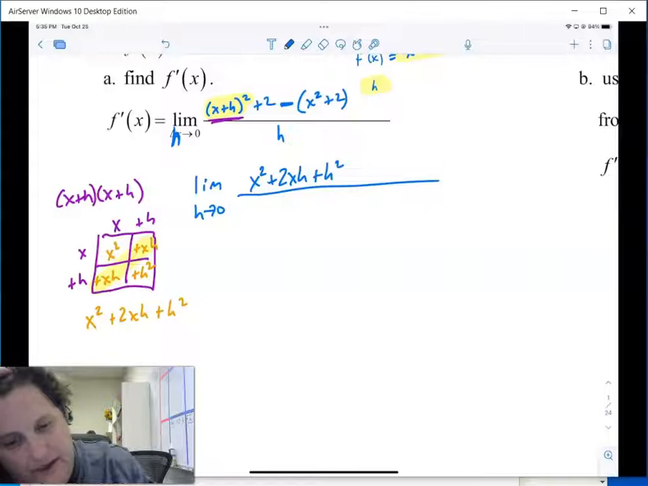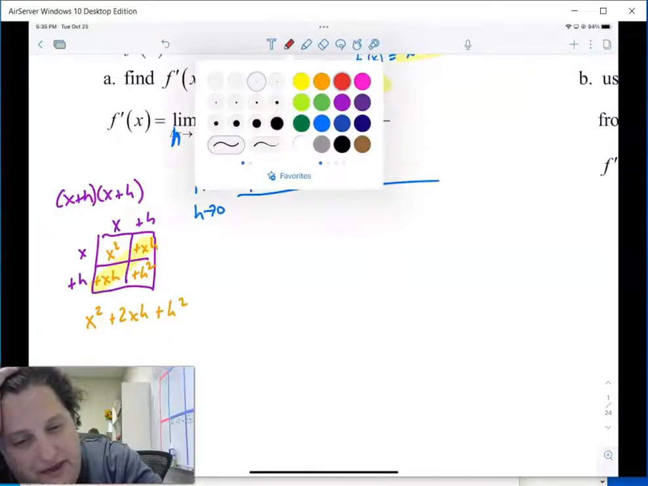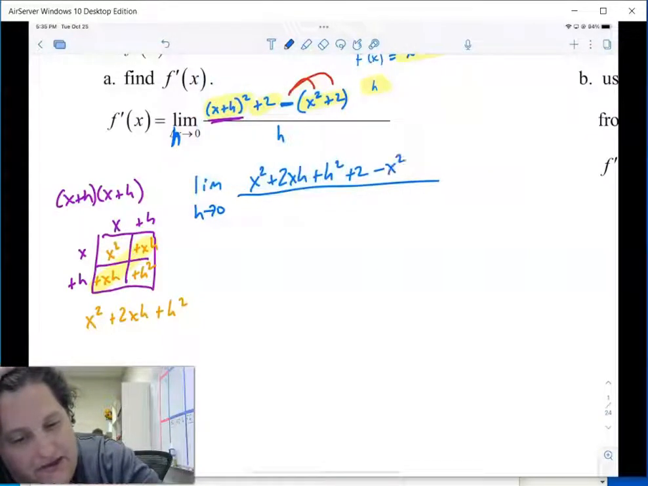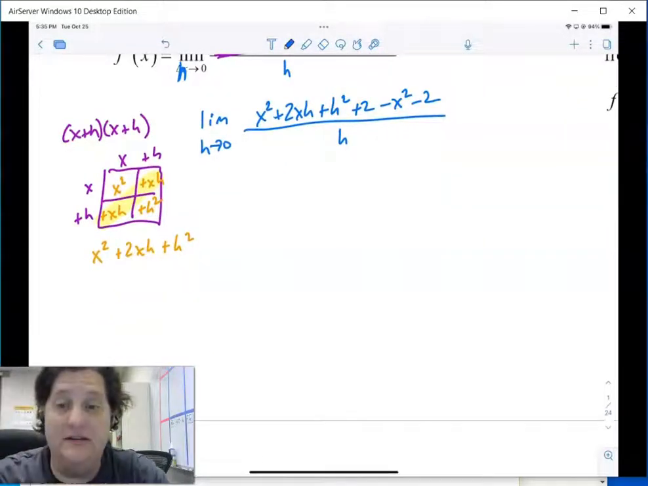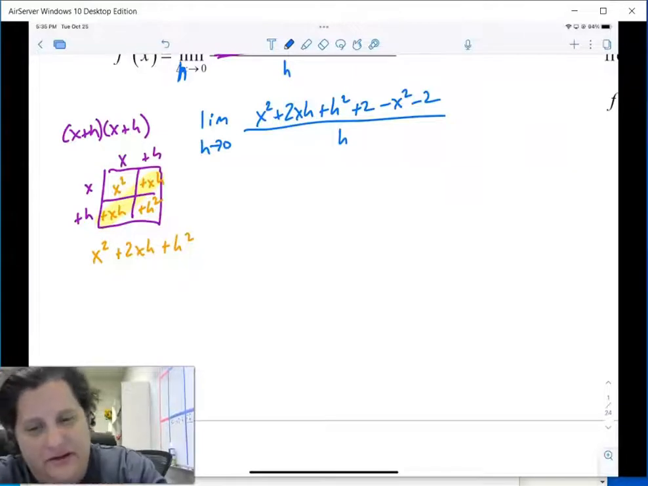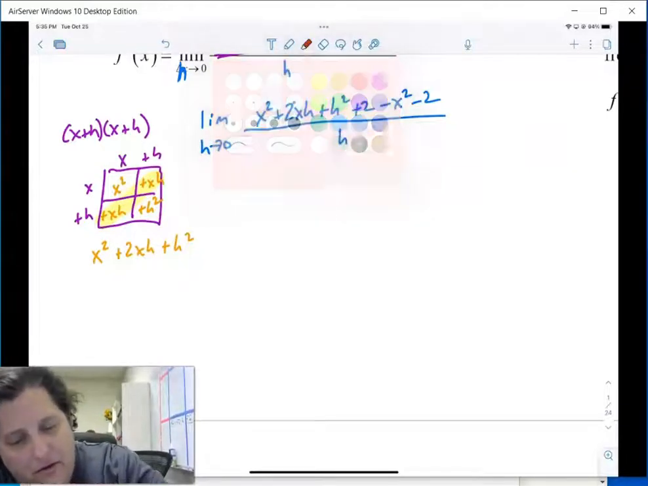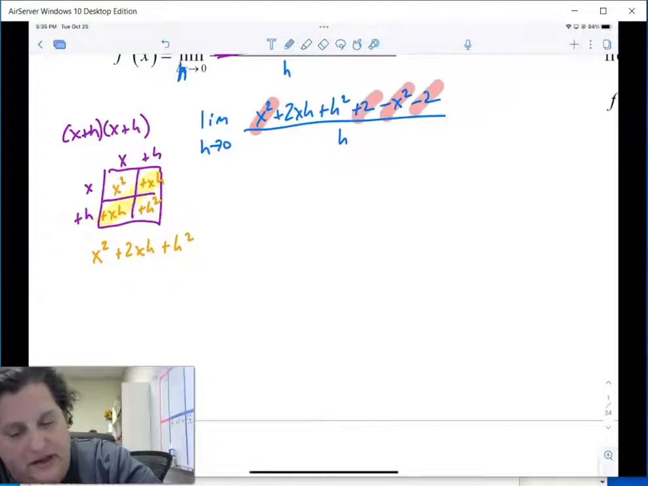That's that. Okay, what came next? Plus 2 minus that. Now, on the minus, just be careful. I do have to distribute that, okay? So minus x squared minus 2 over h. We're still doing algebra. I've got to simplify this, you guys. Do you guys see what simplifies here? How about x squared minus x squared? Plus 2 minus 2. Does that all simplify?